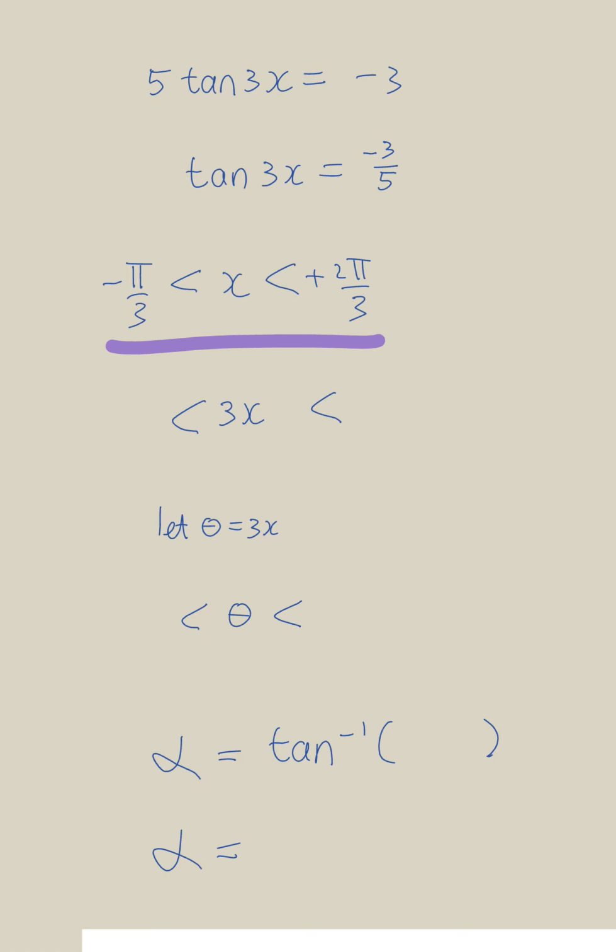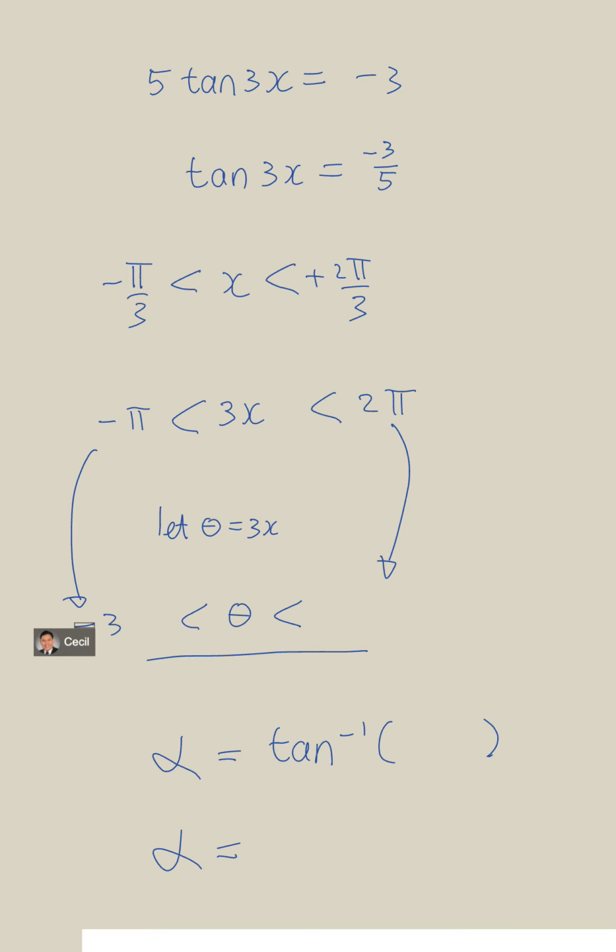Then we have the range of values of x, which means we can find the range of values of 3x. Very simple, just multiply by 3, so it's from negative pi to 2 pi. Which means the range of values of theta will be the same, from negative pi to 2 pi. But this time we use decimals because later it's easier for us to compare the angles. So negative pi is negative 3.14 to 2 decimal places. Positive 2 pi is positive 6.28. That's the range of values.